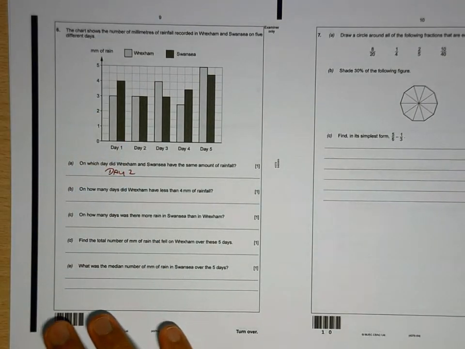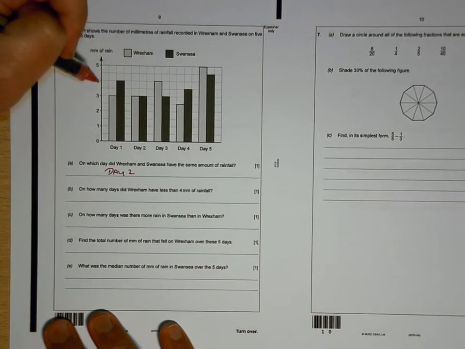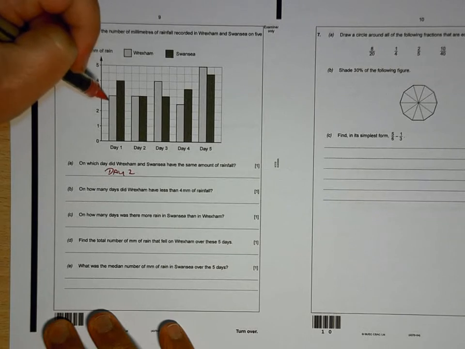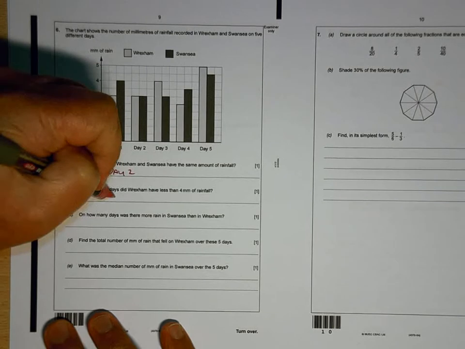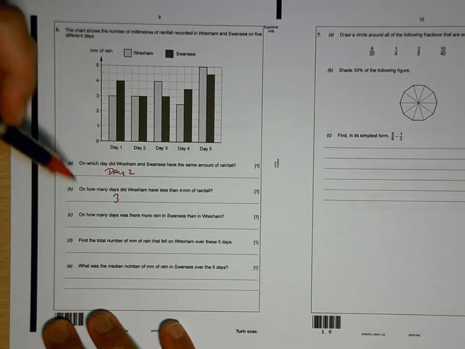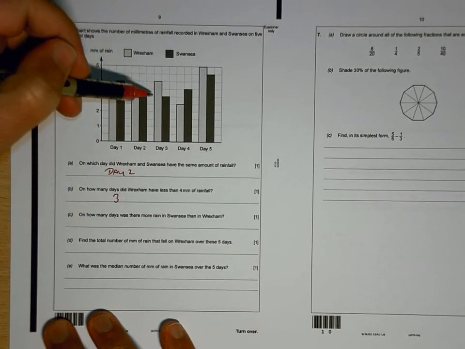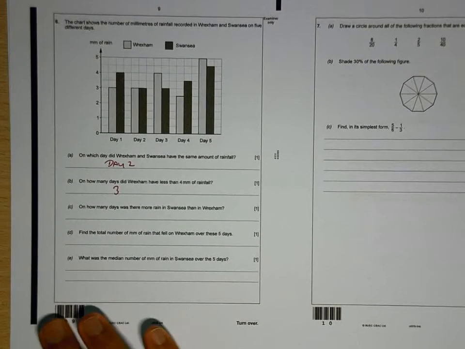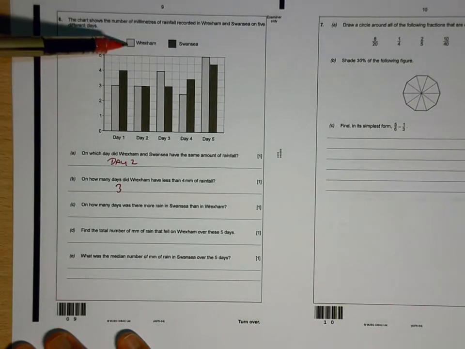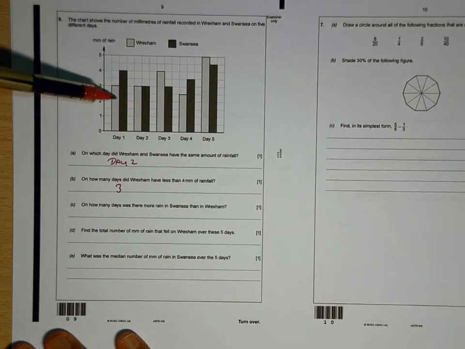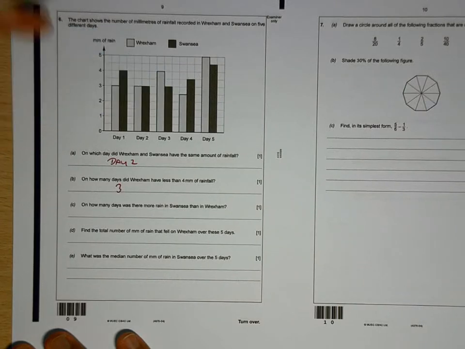On how many days did Wrexham have less than 4 millimeters of rainfall? So there's 4. So 1, 2, 3 days. Did they have less? Because there they had 4, so that doesn't count. So 3 days they had less. On how many days was there more rain in Swansea than Wrexham? So where is the Swansea bar higher than the Wrexham bar? 1, 2.